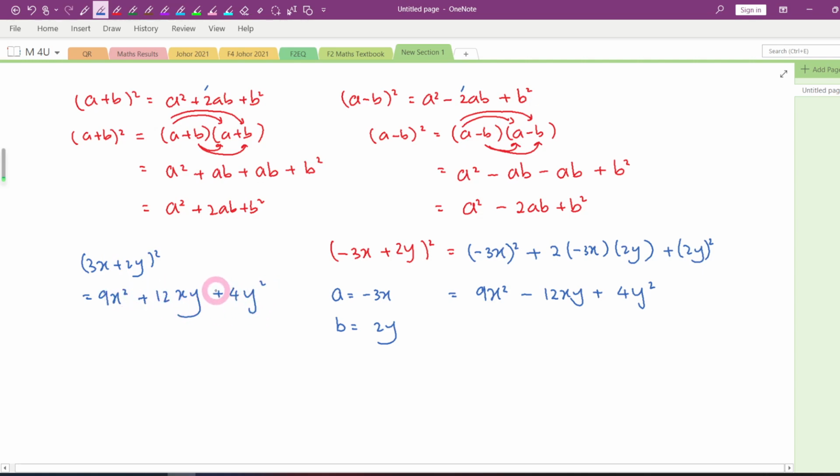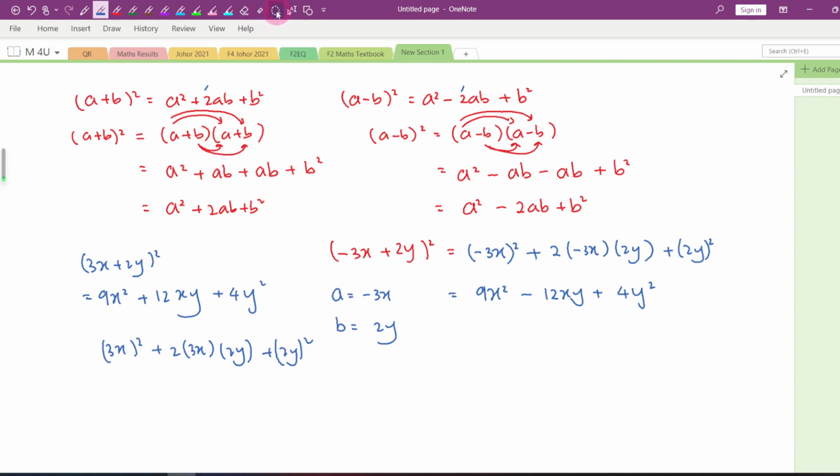But if you cannot do it this way, it's okay, you can do it this way, or you can write 3x squared plus 2ab plus b squared. You will still get the same answer.